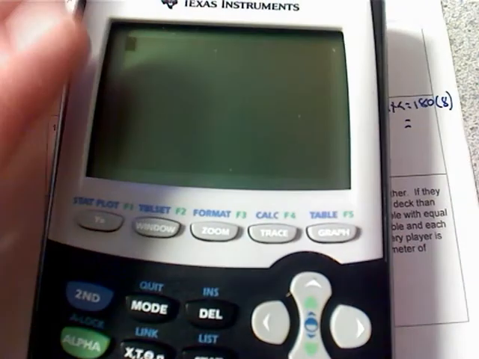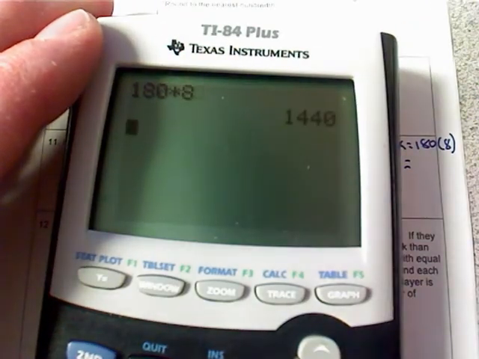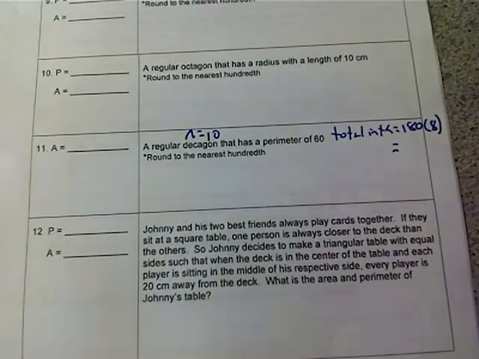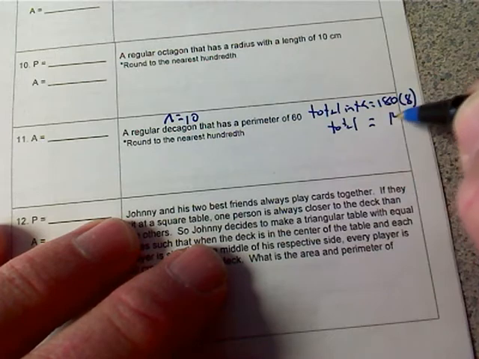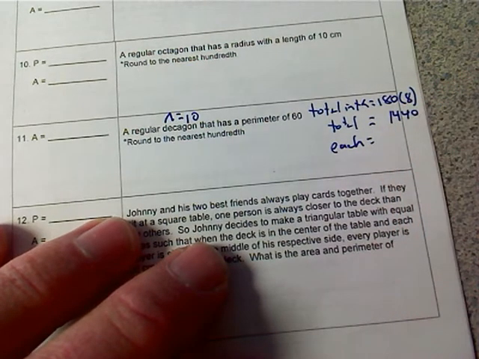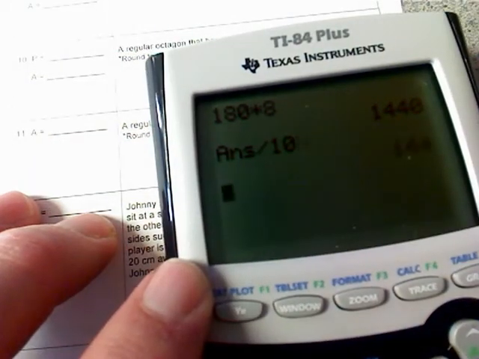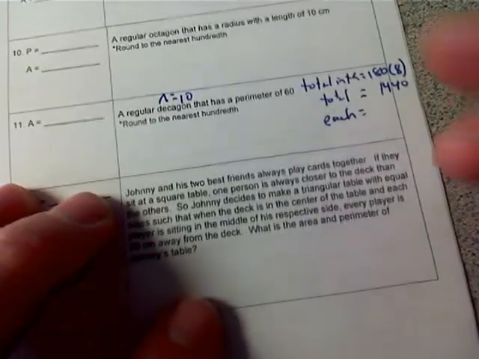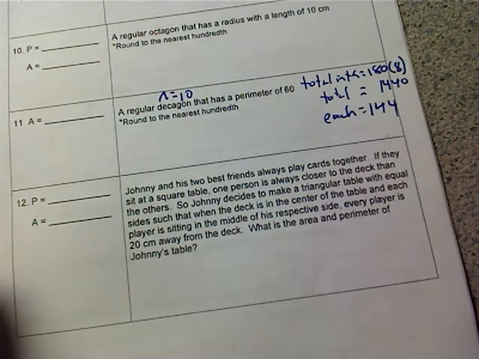I recommend doing all sorts of stuff on the calculator. It's too easy to mess it up otherwise. So 180 times 8, 1440. So we've got 1440 is the total, which means that each one is going to be 1440 divided by 10. And of course, I just said to use the calculator, but we know how to divide by 10. Scoot the decimal over. So each interior angle is 144.